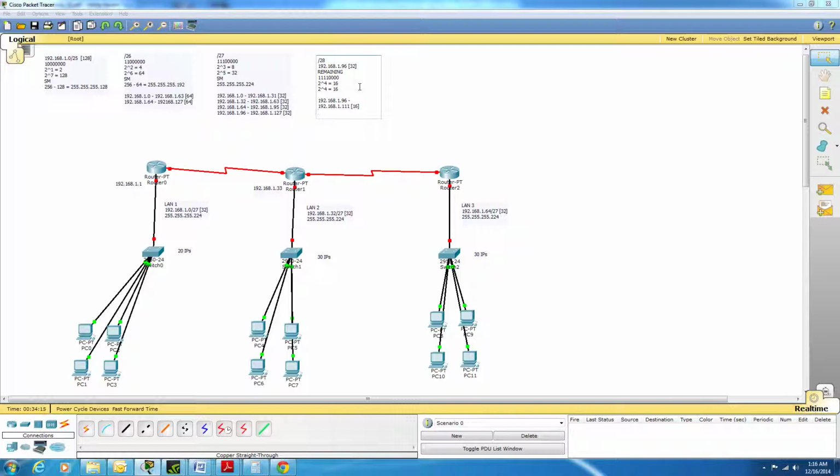The second block of 16 would be 192.168.1.112, and that will go all the way up to 192.168.1.127, and that will be a block of 16 IP addresses.